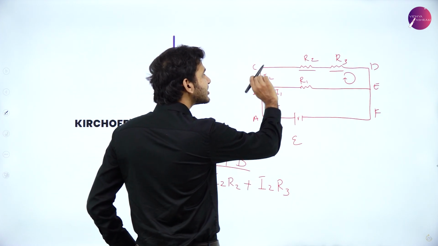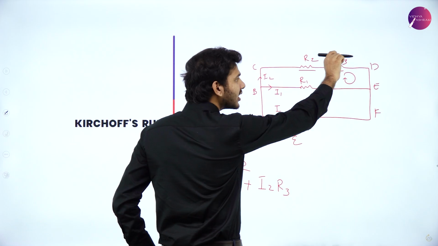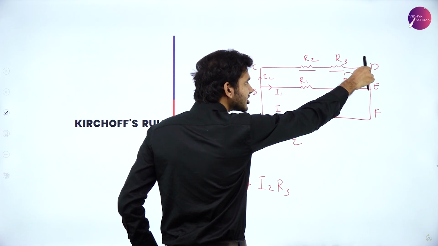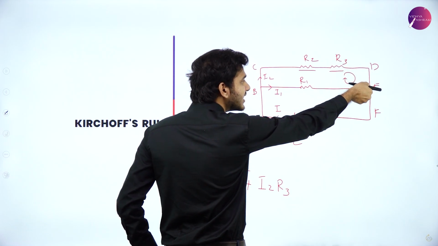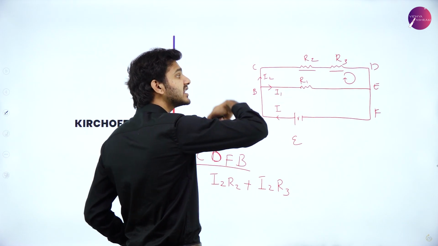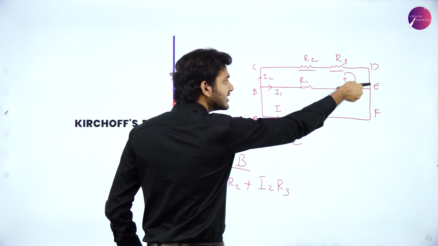So this much current is flowing through these two resistances together, and we must complete the loop. So when I2 is traveling through R2 and then through R3 and finally it is reaching the junction D to E, and then it is taking a turn so that it can complete the loop, because we are taking this loop.